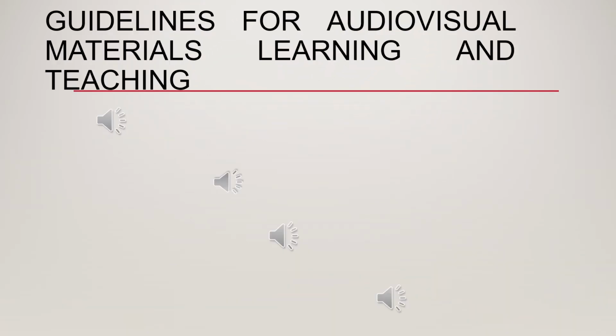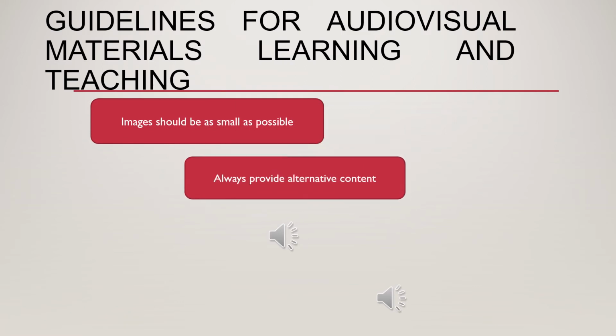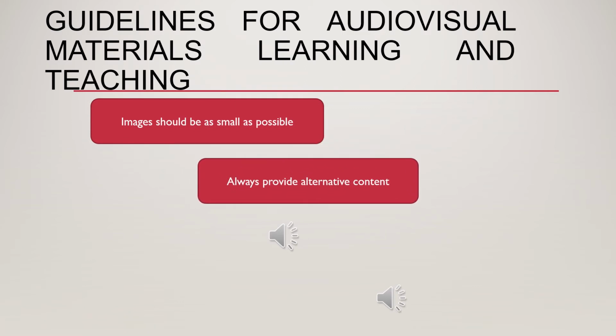These are the guidelines for making audiovisual materials for learning and teaching. First, images should be as small as possible. Second, always provide alternative content. Third, check copyright.